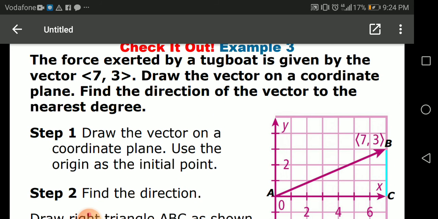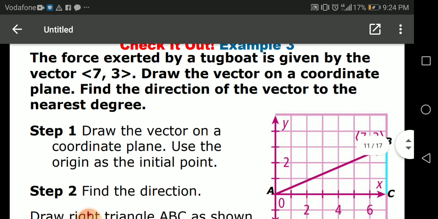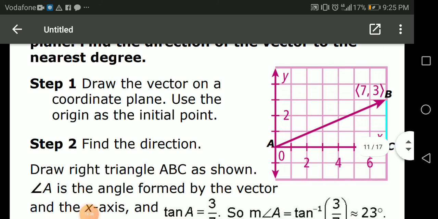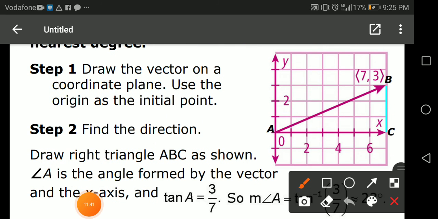The force exerted by a tugboat is given by the vector 7 and 3. He asks me to draw the vector on the coordinate plane and find the direction of the vector to the nearest degree. Okay guys, I will start drawing with the initial point at the origin, 0 and 0, and the other one is the terminal point, 7 and 3. So move 7, 1, 2, 3, 4, 5, 6 and 7, and 3 up, 1, 2, 3. After drawing this point and this point, this is the arrow, and then you draw this line to close the triangle.